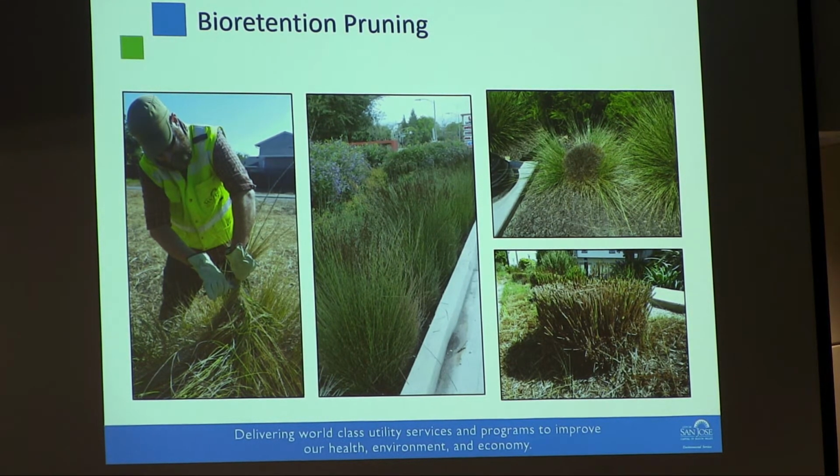When pruning, we recommend grasscycling: use the cuttings to make compost, or use them as mulch in your basins. Or you can remove them entirely from the system. We recommend using a drop cloth or something to collect those clippings if you're going to remove them, just so you are preventing seeds and other material from spreading throughout the system, especially if you're weeding.